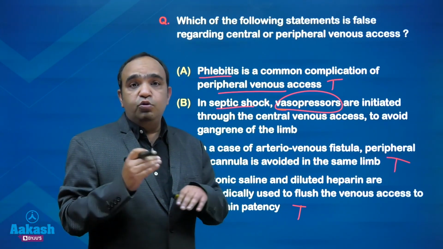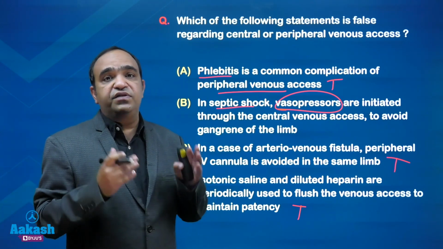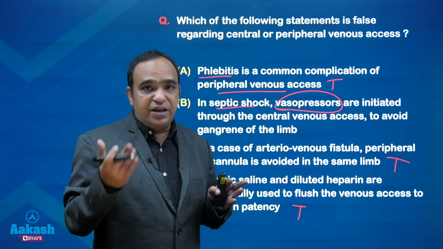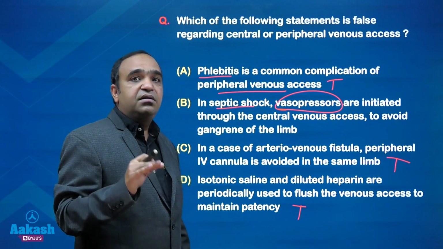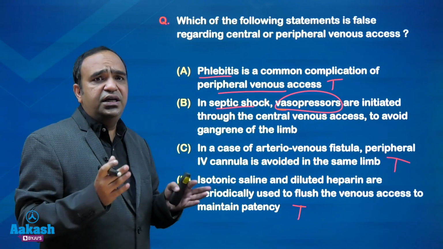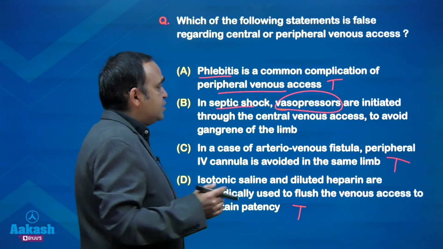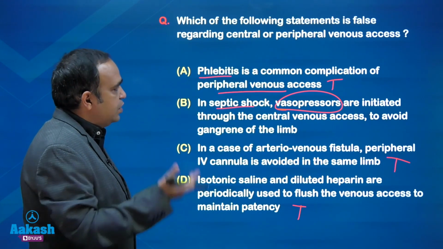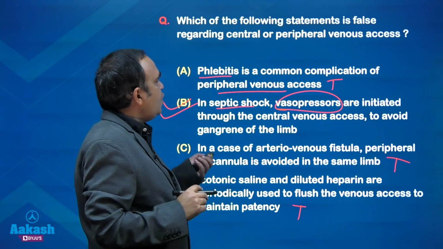Reason being, through the peripheral cannula there can be leakage or extravasation of the vasopressors into the surrounding tissues that can cause necrosis and hence gangrene. So ideally you should use central venous access only, but initially it may be given for a very short duration through the peripheral cannulas also. So this statement is partly true. So out of the four, the best choice and the answer would be choice B.